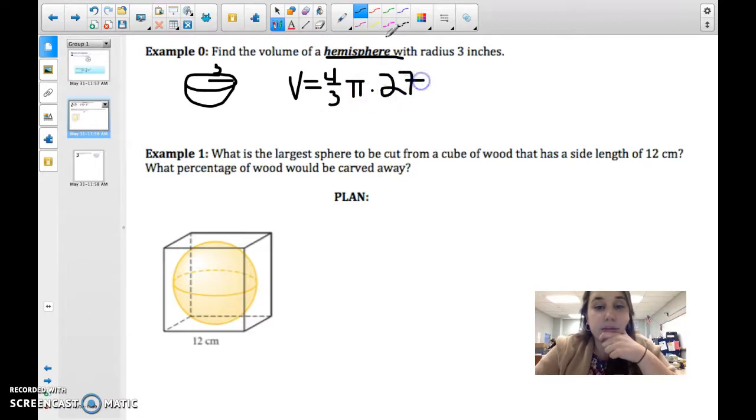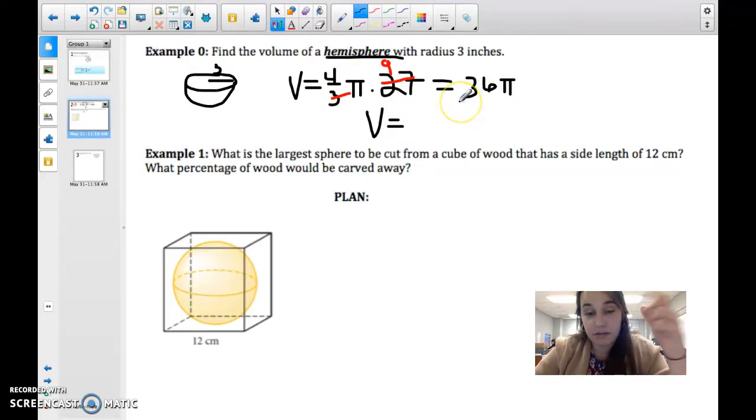Now don't grab a calculator. Let's do this on our own. We can reduce the 3 and 27 down to 9, and then 9 times 4 is 36. So if it wasn't cut in half, the volume would be 36 pi. That's the volume of the sphere, but the volume of the hemisphere is going to be half of that. So we'll cut it in half.